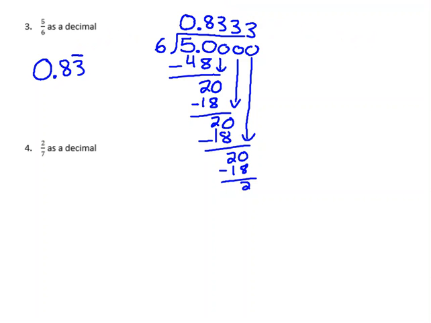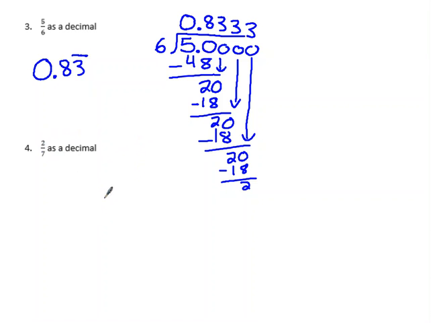So I put this line over the top, and that says the 3 is repeating. And make sure that line does not go over the 8, because then you would be saying it goes 8, 3, 8, 3, 8, 3. But I only want the 8 once, and then repeating 3s after that. And we need to acknowledge that. We can't just round it off if they're looking for an exact decimal.